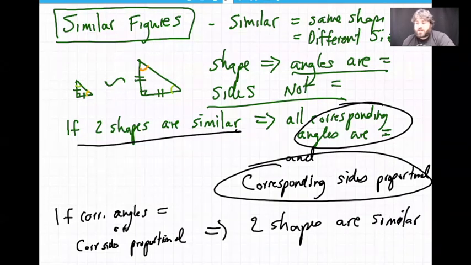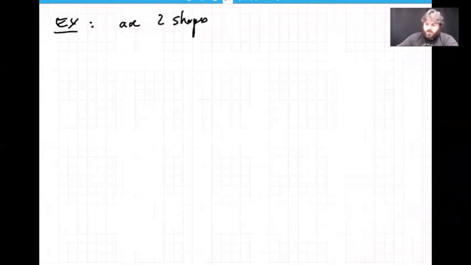If you find out that the angles are all the same, you can say they're similar. If you're told they're similar, you can say that all the angles are the same. It works in both directions. And the test will ask you both ways as well, so you've got to know that. So let's look at an example. Remember, if they're similar, then the angles are equal. As an example, are these two shapes similar?